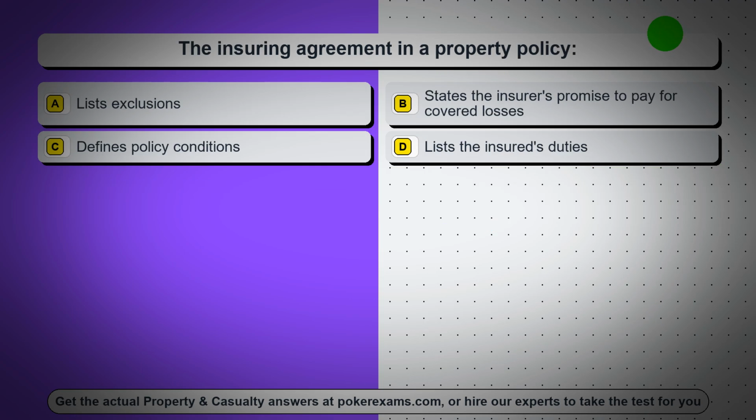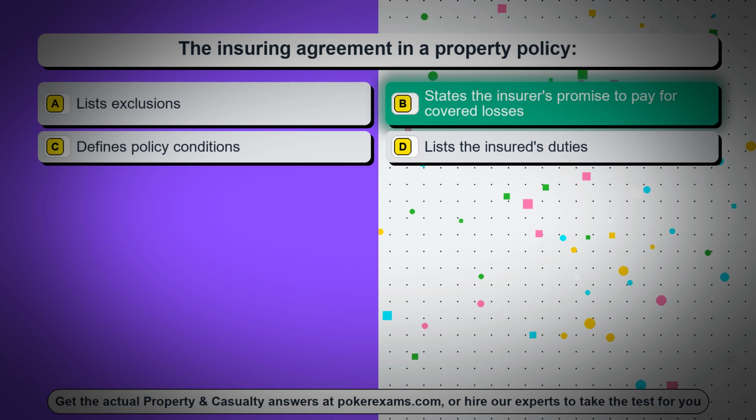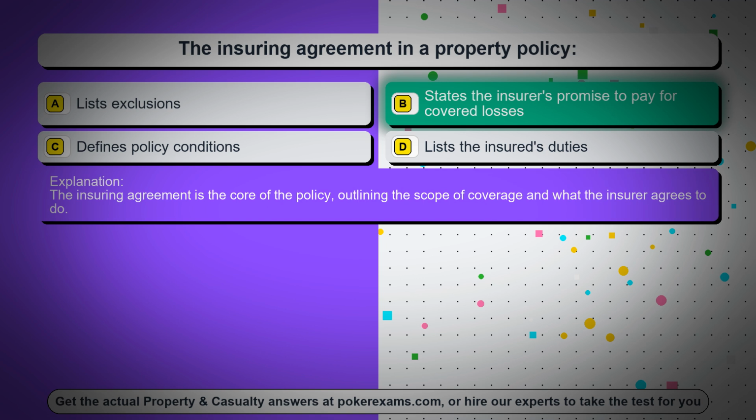Question 100. The insuring agreement in a property policy. Option A. Lists exclusions. Option B. States the insurer's promise to pay for covered losses. Option C. Defines policy conditions. Option D. Lists the insured's duties. The correct answer is option B. States the insurer's promise to pay for covered losses. The insuring agreement is the core of the policy, outlining the scope of coverage and what the insurer agrees to do.